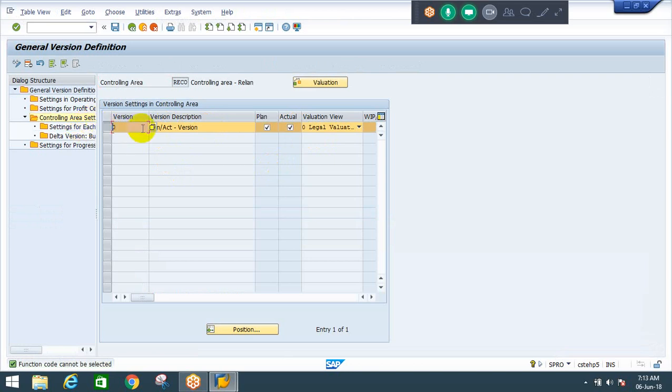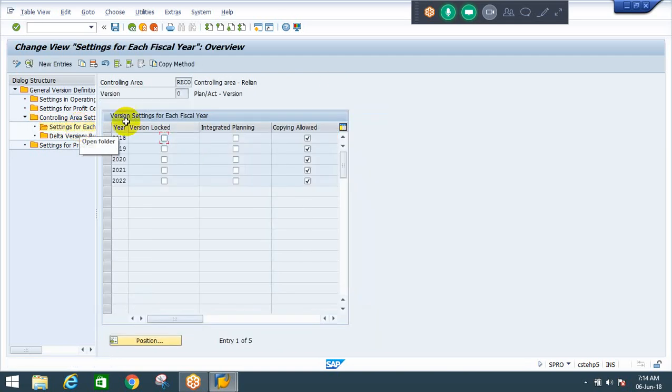Here we need to do the settings for each fiscal year. We need to select this, select version 0. Settings for each fiscal year. We already configured this last time, in last class itself we configured it.